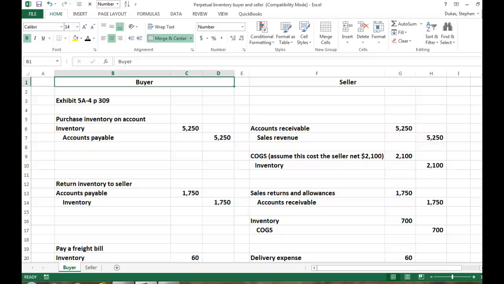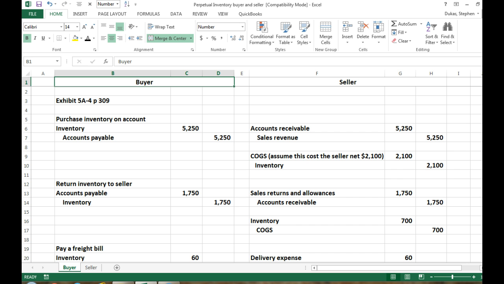Hi everybody. Today we're going to be talking about the perpetual inventory system from the buyer and seller standpoint. And what I'd like you to do is take a look at Exhibit 5A4 on page 309.